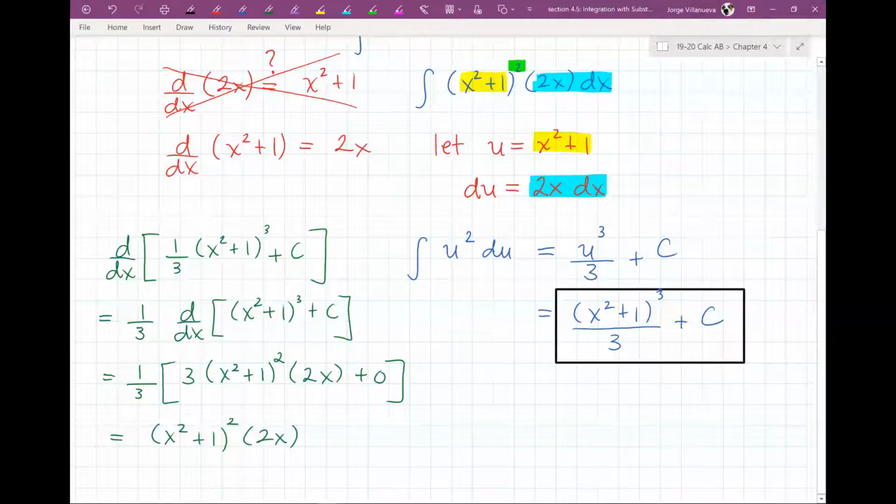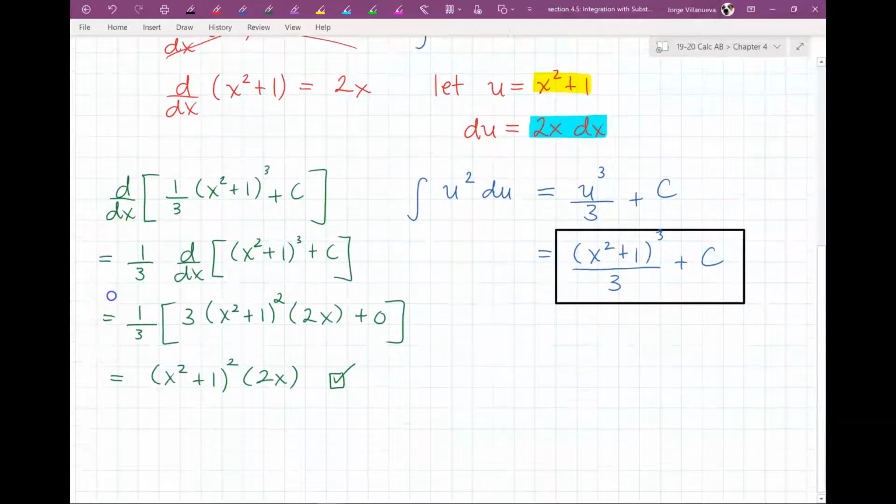Yeah, hopefully you guys haven't forgotten your basic derivatives, because they are important for you to double check some of your work. Okay, so anyway, this checks out just fine. Before I move on, again, any questions on the integration using substitution? All right, so let's look at a second example here.